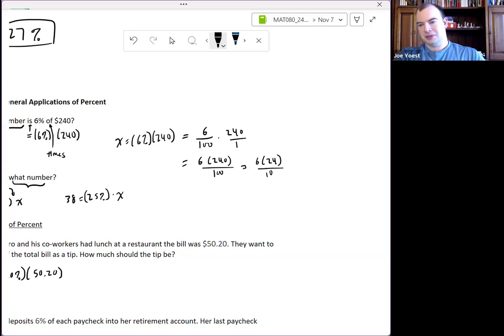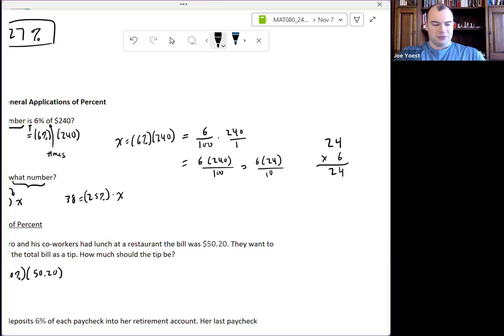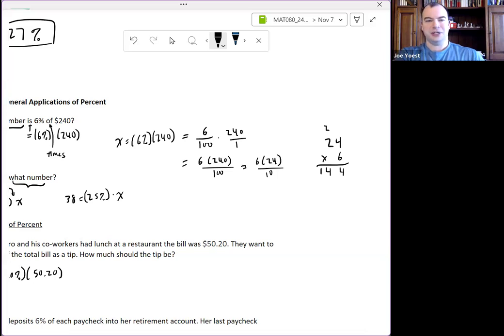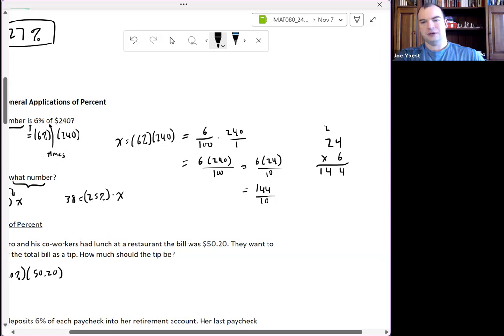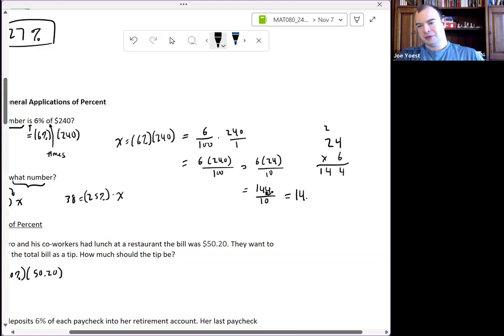And let's figure out what's 6 times 24, or 24 times 6. 6 fours are 24. Oh, jumping the gun. 6 fours are 24. 6 twos are 12 plus 2 is 14. So we get 144 over 10, or this is 144.0 over 10. The over 10 says move that decimal point 1 to the left. I think this should be 14.4.